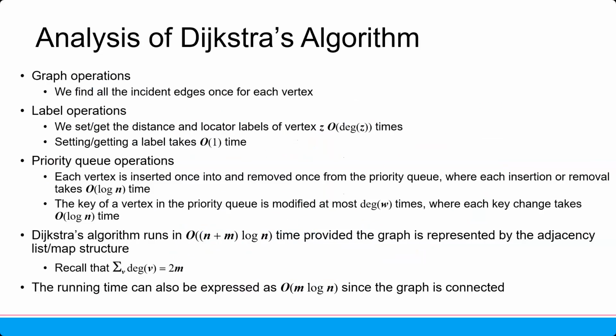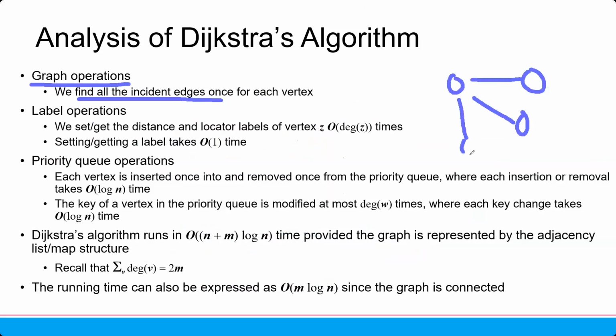This is the analysis of Dijkstra. Because it is a graph, we want to find all the incident edges. All incident edges means we want to find these edges, these edges, and these edges. And we are going to do the label operation, which means we are going to set and get. So it is O of degree of Z, and set and get label is O(1).